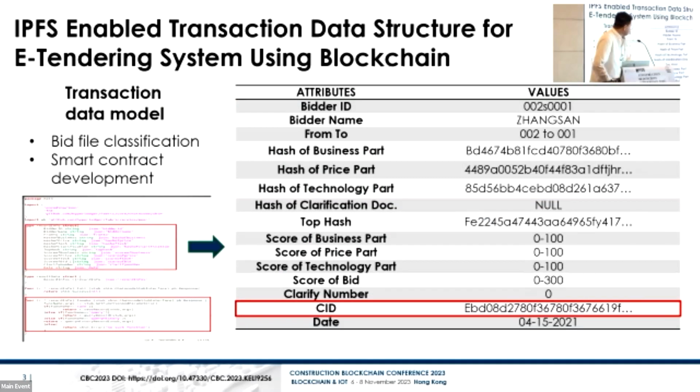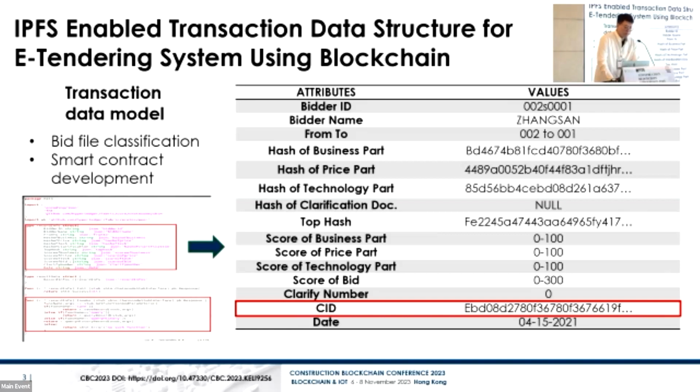We can see in this transaction data model, it has some basic information like the bidder ID, name, and so on, and we divided one file into 3 different parts to make the process more useful. We divided them into the price part, technology part, and business part. And also the smart contract is developed based on this transaction data model. Also, we use the CID, which is from the IPFS system.